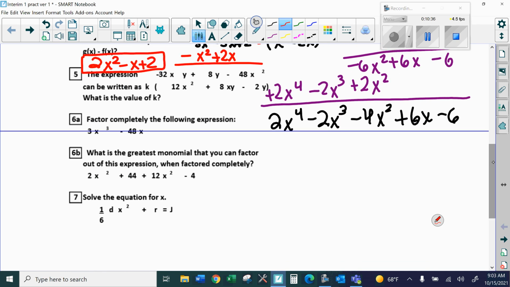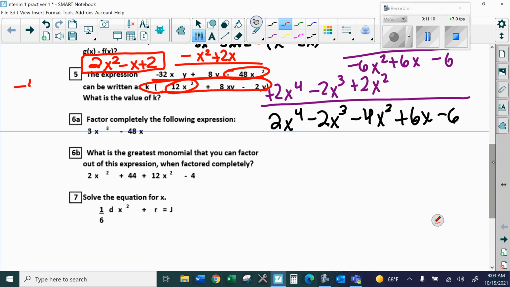The expression, this right here, can be written as some number k outside parentheses, times this whole thing. So that means this bottom piece is going to equal this top piece. Okay. So very simple on what to do. I just take any one of the terms. So let's say I want to do the 12x squared term. I compare that to the negative 48x squared term, the same term up there.